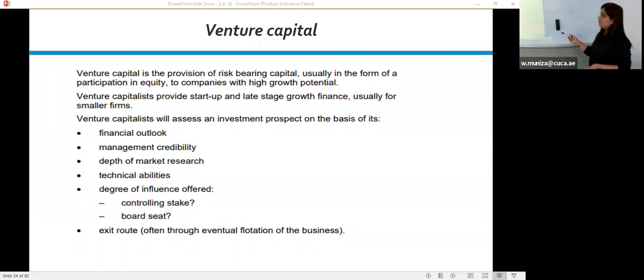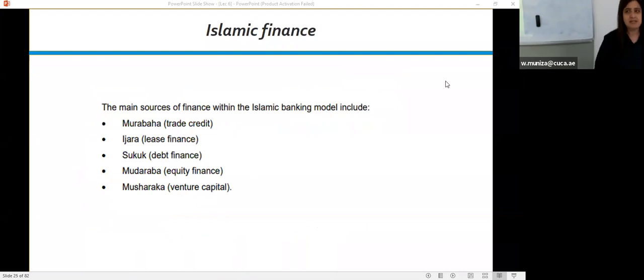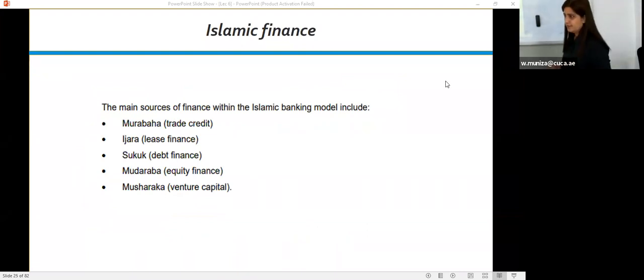So on the basis of all these factors, venture capitalists are going to decide whether they should be investing in the company or not. If the financial outlook, management credibility, and all these factors are positive for venture capitalists, they will be ready to invest in the company.